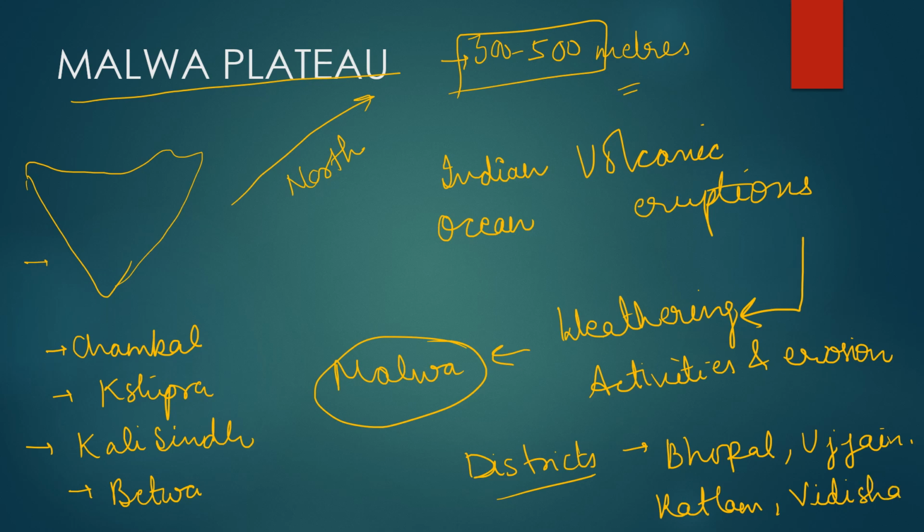Malwa Plateau. If we see what rocks are present here, they are majorly basaltic rocks. Basaltic rocks are found in the Malwa Plateau region. As we know, Maharashtra is a Deccan Plateau region. Black soils are found over there. So this region is just adjacent to the Deccan Plateau region. So the rocks found here are mostly basalt. That's it for the Malwa Plateau.